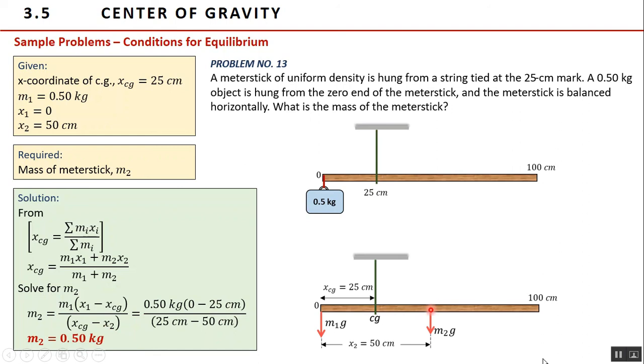As expected, the mass of the meter stick is equal to the mass of the object, since their distances from the string, which is the location of the center of gravity, are the same and equal to 25 centimeters.